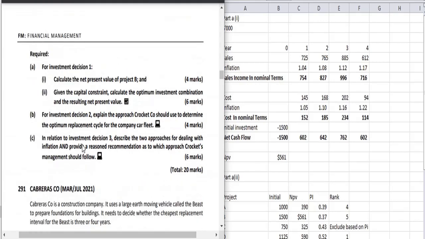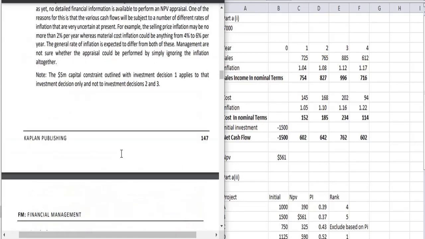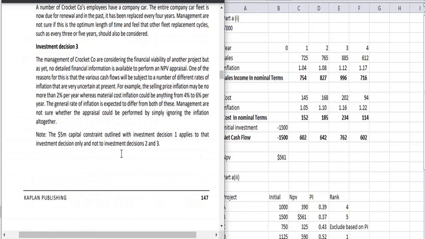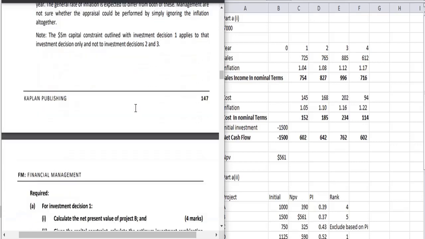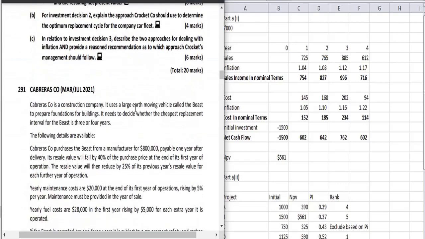Okay. And the question has also told to recommend, so here you have to recommend that for the Crocket company, the selling price has been inflated by one rate and the cost has been inflated by another rate, meaning this is a case of specific inflation. And in case of specific inflation, it is better to use the nominal approach, the nominal method. Okay. So this is all about this question.